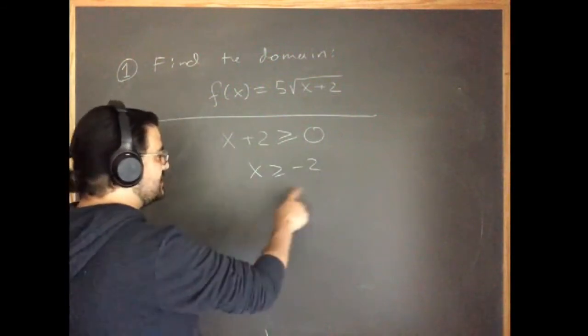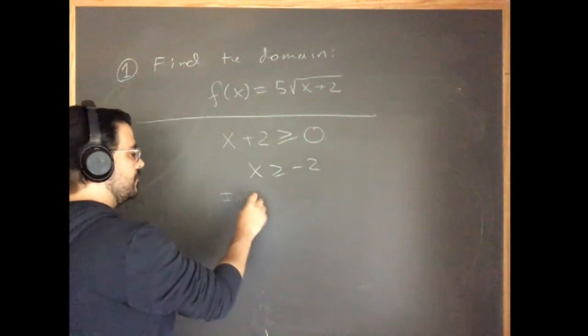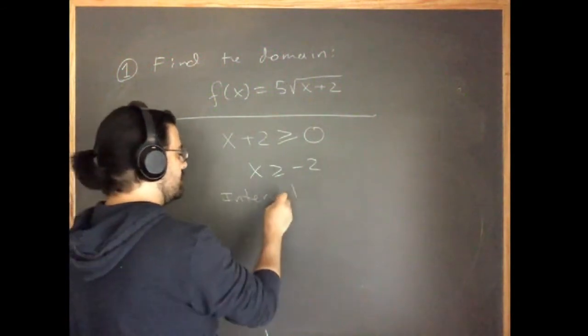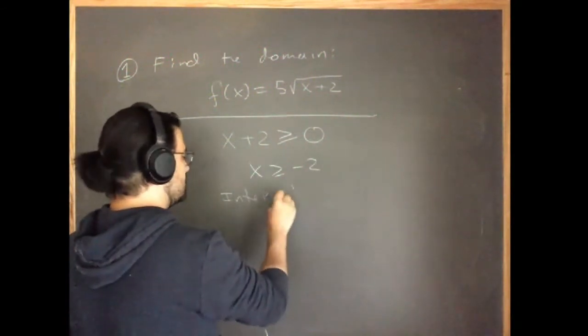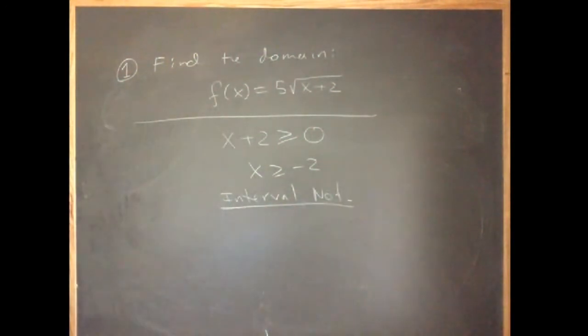Okay, so in the chat, tell me what is this in interval notation? How would we write this in interval notation? All the numbers bigger than or equal to -2. What does that look like? And once you have it, put it in the chat, and we'll go from there.